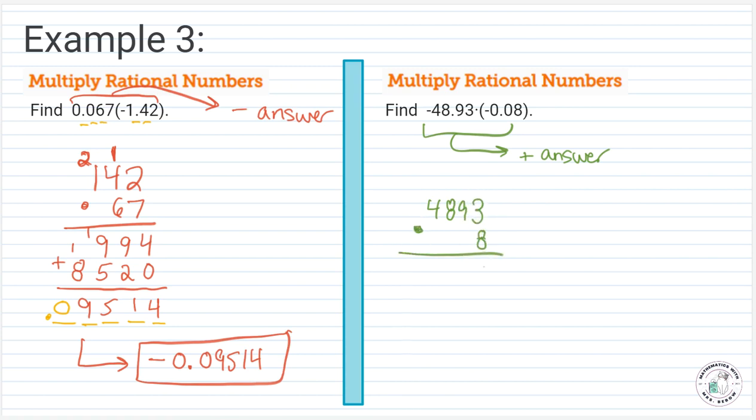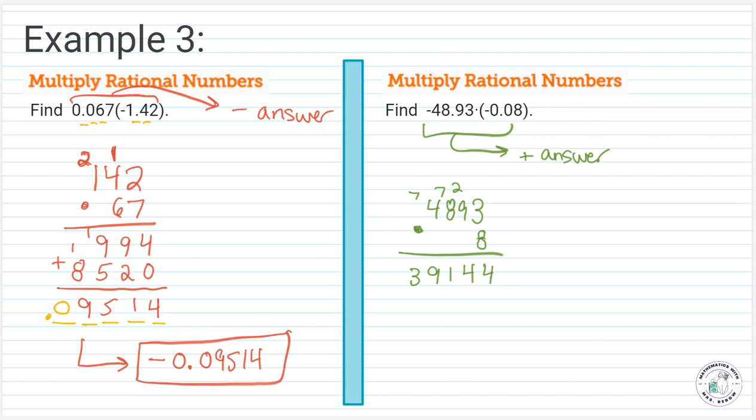So 3 times 8, 24, 9 times 8 is 72, plus the 2 is 74, 8 times 8 is 64, plus the 7 is going to make 71, and then 4 times 8 is 32, plus that 7 is going to be 39. And again, my answer is not 39,144. That would not make sense for this question.